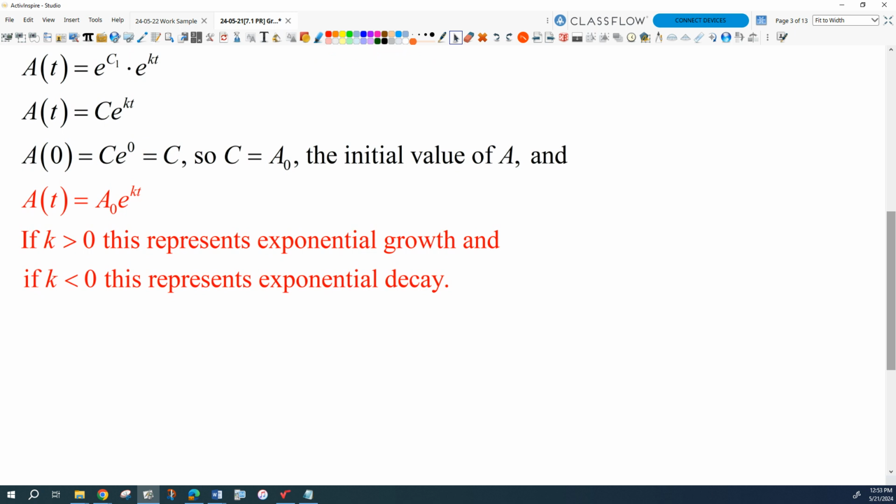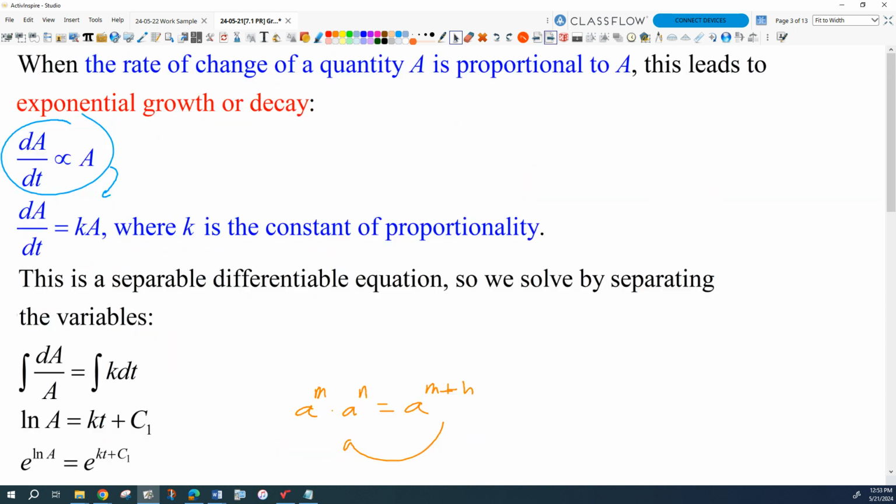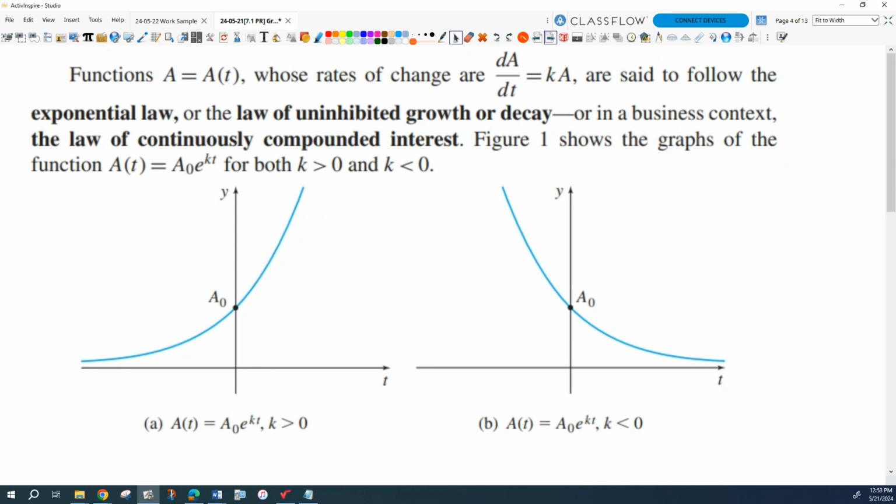Now, let me back up just a little bit. This is uninhibited growth and decay. This is if the growth is explosive and it never stops, or the decay is never going to stop. So what does that look like? Well, it looks like that. That's exponential growth. There's the initial population size.